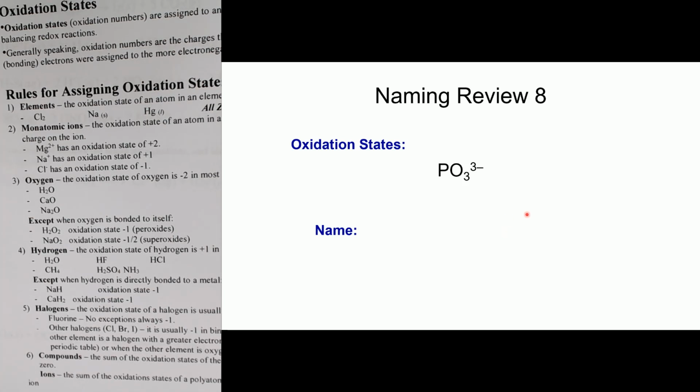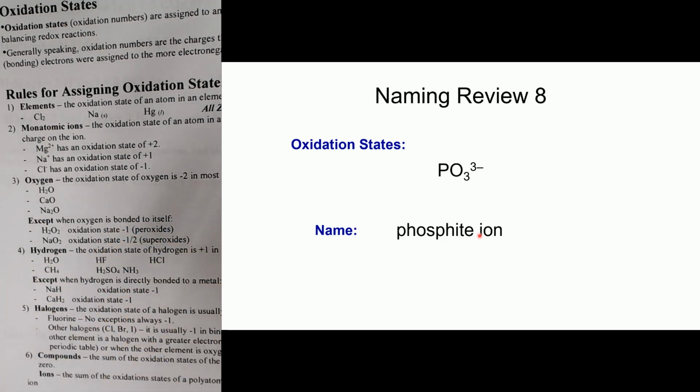Next, we'll look at this one. This is called the phosphite ion, not to be confused with phosphate, its big brother, which has 4 oxygens. This one is phosphite with only 3 oxygens. So for phosphite, we'll look, is this an element by itself? No. Is there a monatomic ion present? No, this is just the polyatomic ion, so there's no monatomic ion present. Now, since it's not an element, I should have done this a second ago, the total charge, the sum of all the oxidation states, has to come out to that negative 3, so we'll put the negative 3 over here.